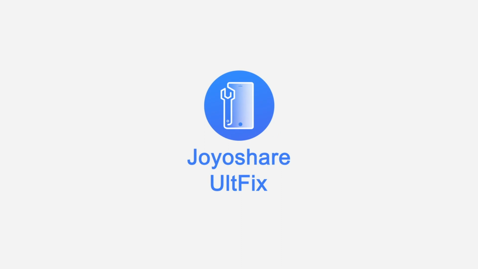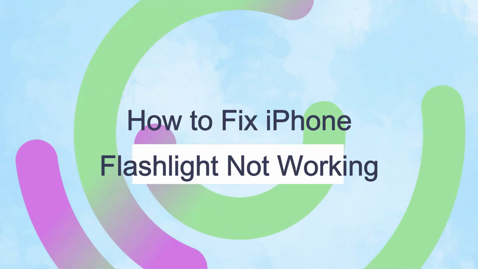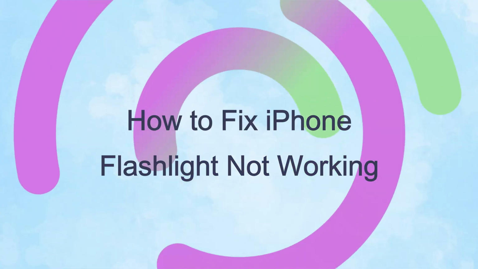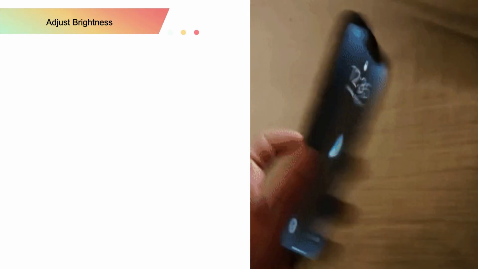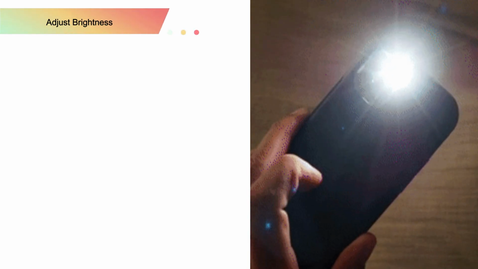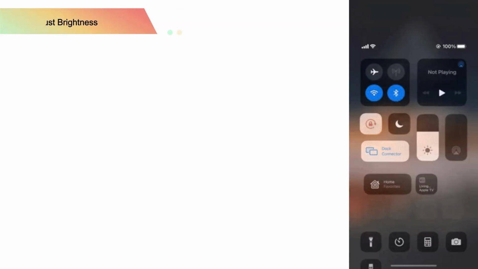Today, we will teach you how to fix iPhone flashlight not working with 4 efficient solutions. The first solution, adjust the brightness of flashlight on the iPhone. Sometimes your flashlight doesn't work as the brightness is too low. You can turn up the brightness to use the flashlight.